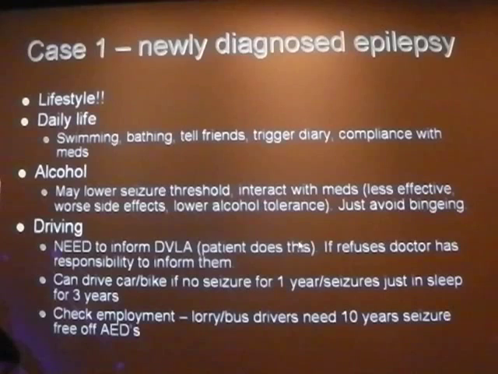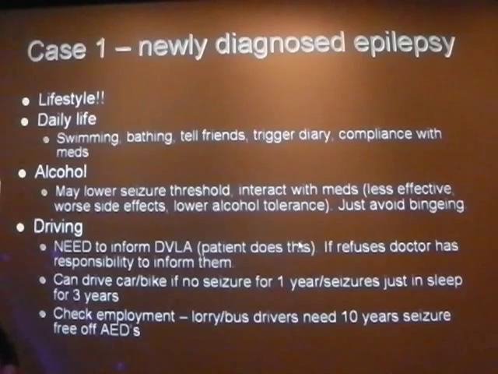Obviously with epilepsy, lifestyle is really important. It has a massive impact on people's daily life. So you need to tell them about things like swimming, telling all their friends, making a trigger diary, and the importance of complying with medication. Other things might impact too, like alcohol, because it lowers the seizure threshold and interferes with meds, and it can also make the alcohol have more of an effect.